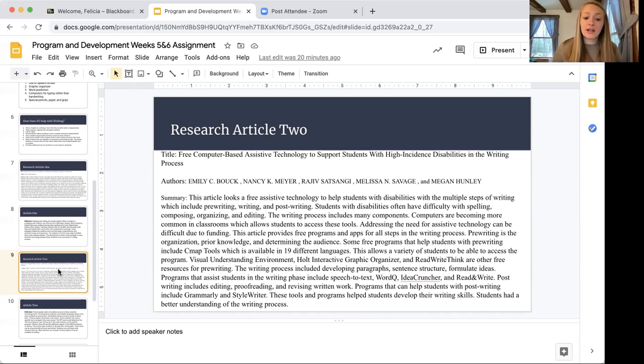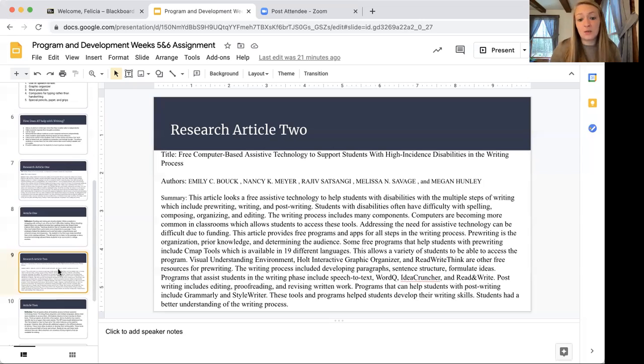And then we look at the post-writing, which looks at proofreading and revising the student's work. Editing can definitely be challenging for students because sometimes they don't know what to look for. So post-writing programs could include Grammarly and StyleWriter. I know I've used Grammarly with my students in the past, and it's definitely been beneficial because it's easy for them to use. The only thing is I know you can only have a free subscription for so long, and then it makes you get a new one. But these students definitely benefited from the Grammarly that I had used.